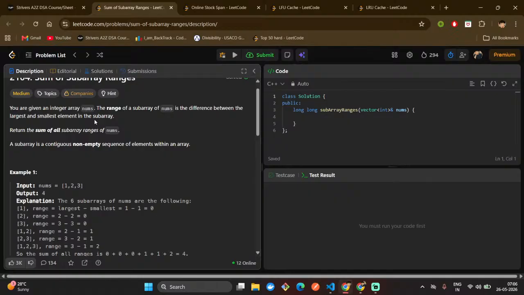For this: 1, 1 2, 1 2 4, 1 2 4 3. Now 2, 2 4, 2 4 3. Now 4, 4 3. Now 3. So the ranges become 0, 1, 3, 3. We have to find how much each element is going to contribute. So what we can do, like 1, 4.